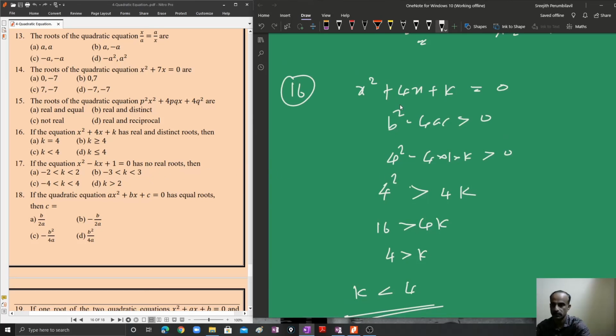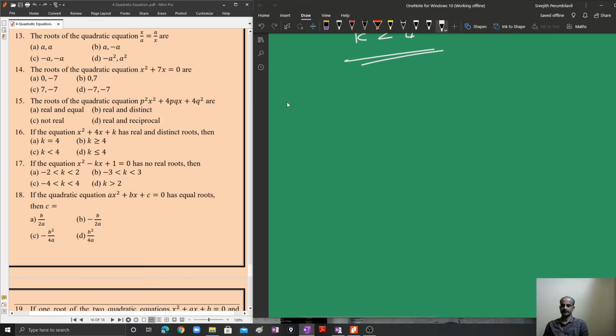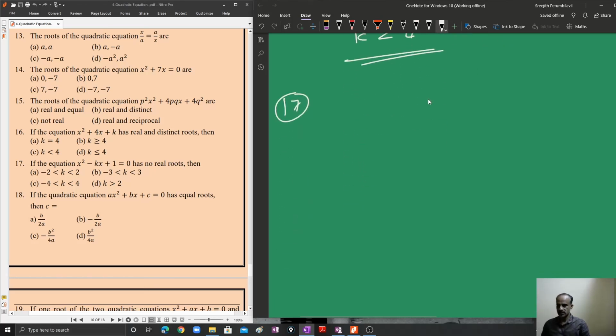b square minus 4ac. Yeah, k is less than 4. Question number 16. Perfect. Option C. I was clubbing with question number 17. So that's question number 16. Straight away you are getting into the answer. Option C.